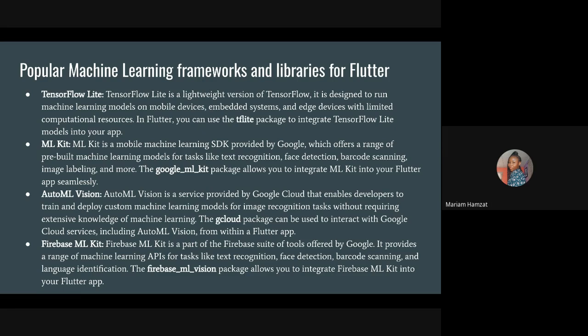The last one is Firebase ML Kit, and it can also be used for text recognition, face detection, barcode scanning. So in case you don't understand how this Google ML Kit works, you can come for Firebase ML Vision. I think it has an additional thing that does language identification, right?